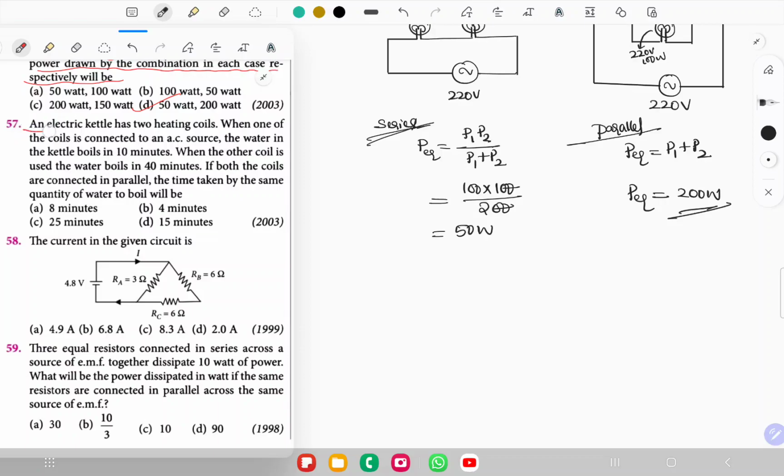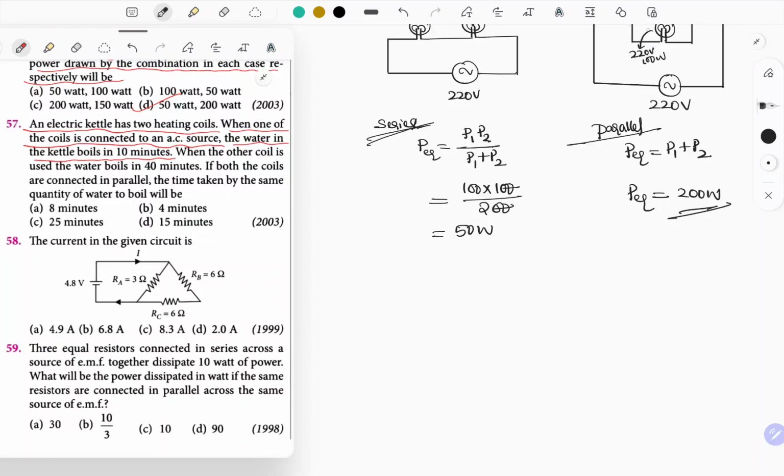Next question. An electric kettle has two heating coils. When one of the coils is connected to an AC source, the water in the kettle boils in 10 minutes. Okay. So let's just understand this question. Question number 57. The electric kettle has two coils. One of the coils is connected to an AC source. Water in the kettle boils in 10 minutes.